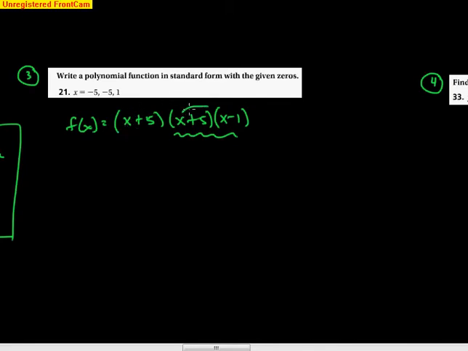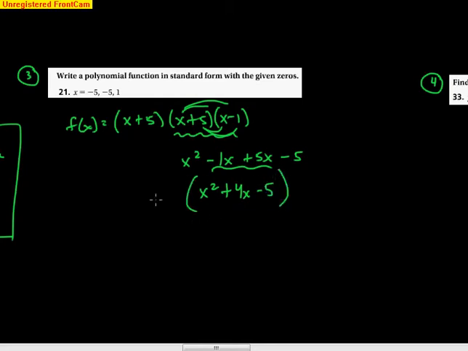So x goes to x and negative 1. X times x is x squared. X times negative 1 is negative 1x. 5 goes to x and negative 1. 5 times x is 5x. 5 times negative 1 is negative 5. The middle terms will combine: x squared plus 4x minus 5. Once you get that simplified, put that in a parenthesis and bring down the term not used, x plus 5.